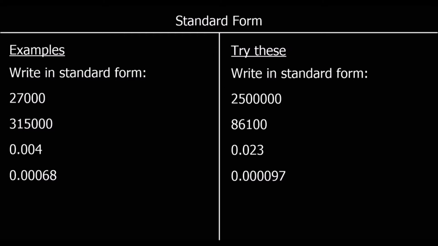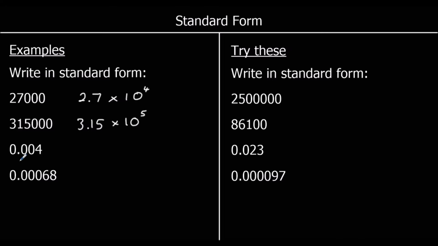Okay, so let's look at writing numbers in standard form. So these numbers are a bit smaller, so it should be a bit easier. So with 27,000, I want a number between 1 and 10, which is going to be 2.7 times 10 to the power of something. How many times do I multiply 2.7 by 10 to get 27,000? 1, 2, 3, 4 times. How about 315,000? So I need a number between 1 and 10, which is 3.15 this time, times 10 to the power of what? So 1, 2, 3, 4, 5 times. So 3.15 times 10 5 times is the same as 315,000.